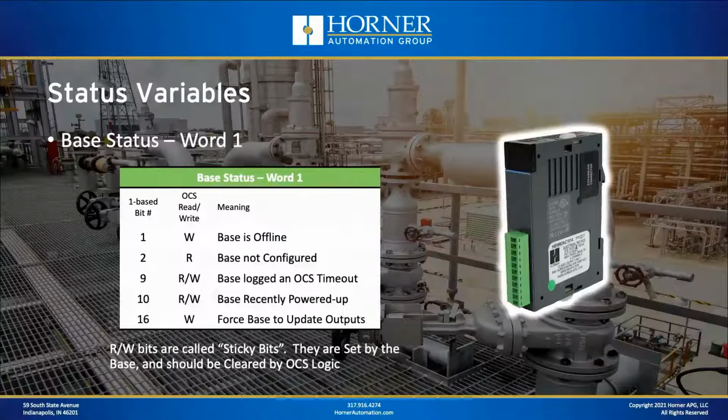The first thing that happens once a base powers up is that it needs to get its configuration from an OCS. So in the background, it sends out a message to the network. The OCS sees that and says, hey, there's a base out there that I need to configure because I'm configured for it. It'll send that configuration information off to the base, and within a fraction of a second, everything is up and running. So if that base is not configured for some reason, then that indicator will be on.